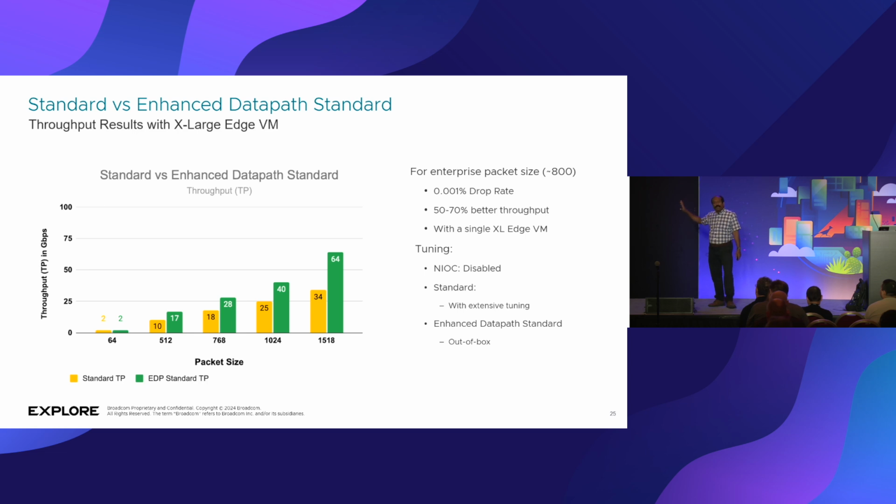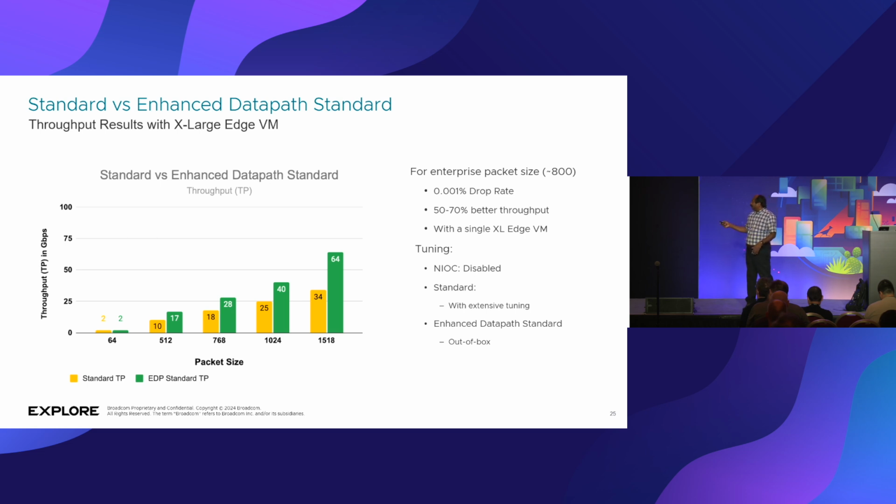But for everything else, for typical standard enterprise workloads, enhanced data path standard basically shows you much better performance. And especially at that 768 bytes, if you're looking at 25 gig ports, you're basically at capacity with those ports. By the way, these numbers are conservative. I have a small demo later on too. I think we have time for that, so you can see what the numbers look like.